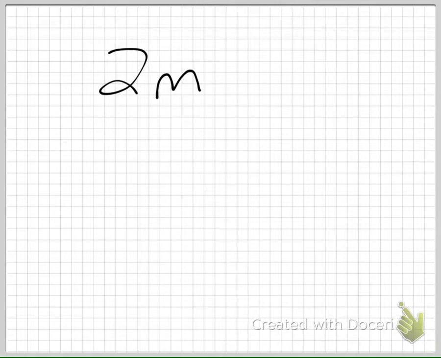Okay. As an algebra student, what should you say? The product of 2 and m. That is way more algebraic to say, the product of 2 and m, right? Make sense? Okay.